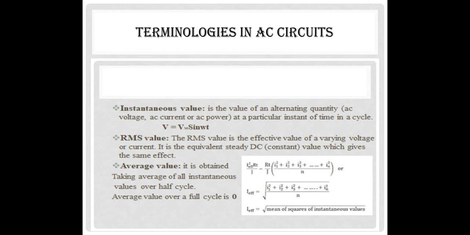Next we are going to discuss average value. Average value is nothing but the mean of values. It also has two ways of calculating, graphical and analytical. We will go through it in the next slide. The important point to remember is that the average value of AC in a full cycle is 0, because the positive and the negative cycles cancel out each other. So we generally calculate the average value over a half cycle, right?